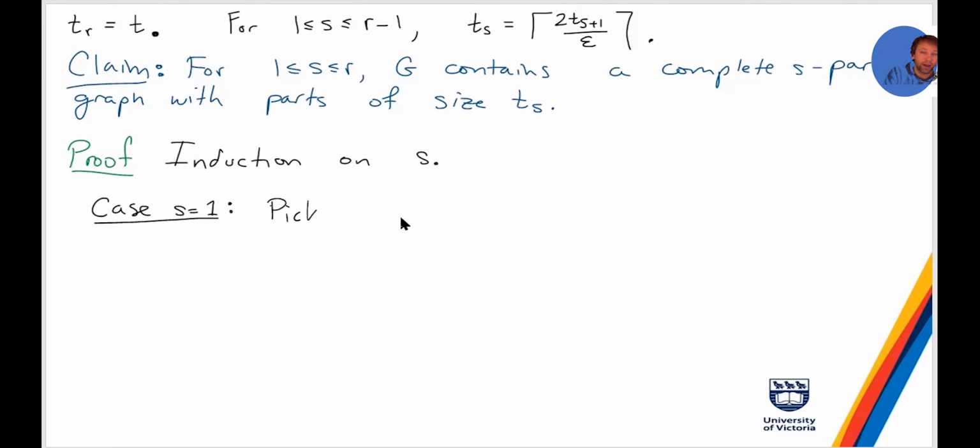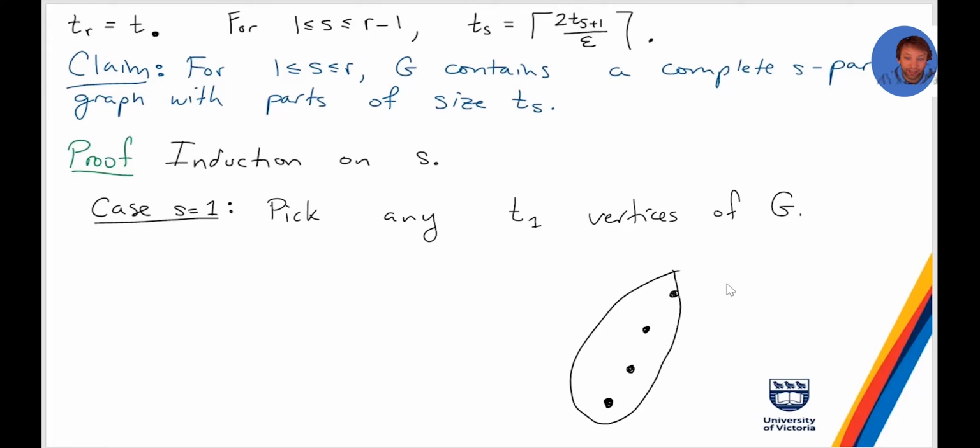Okay, so induction on S. The case S equals 1 is kind of easy. Just pick any T_1 vertices. They don't have to be an independent set or anything. They can just be any T_1 vertices, and that's a complete one-partite graph.